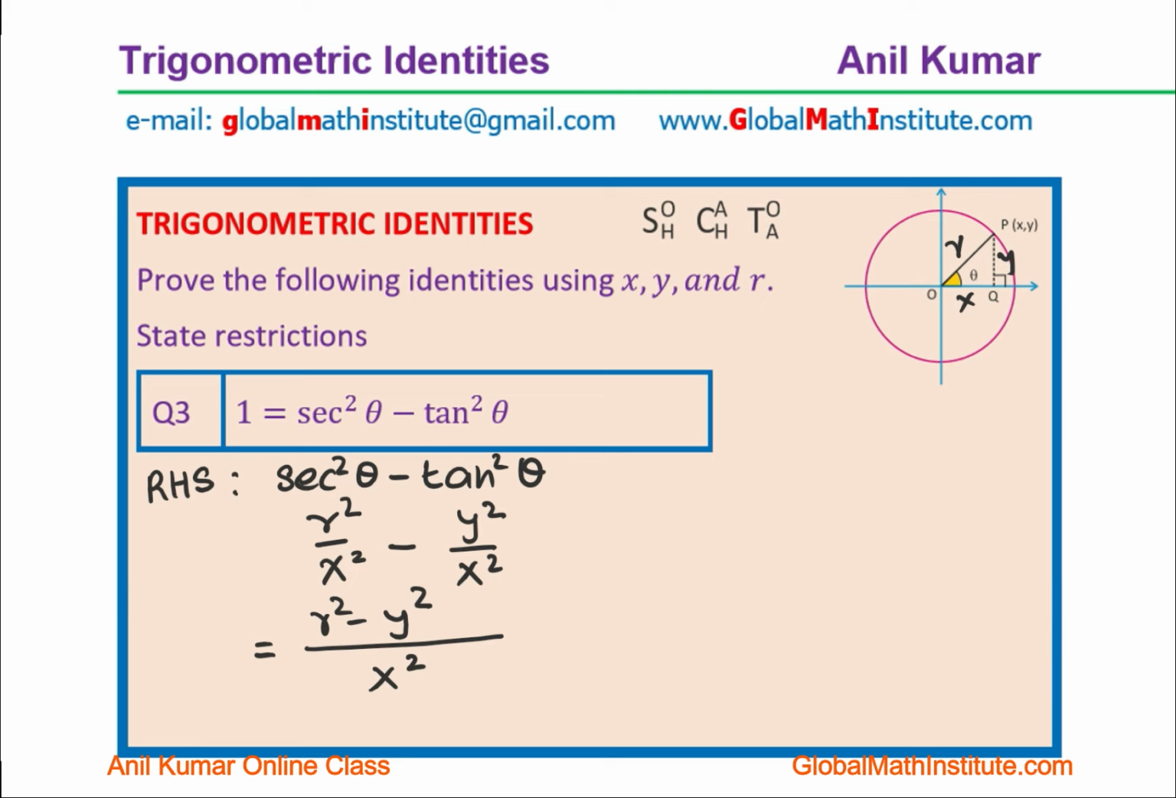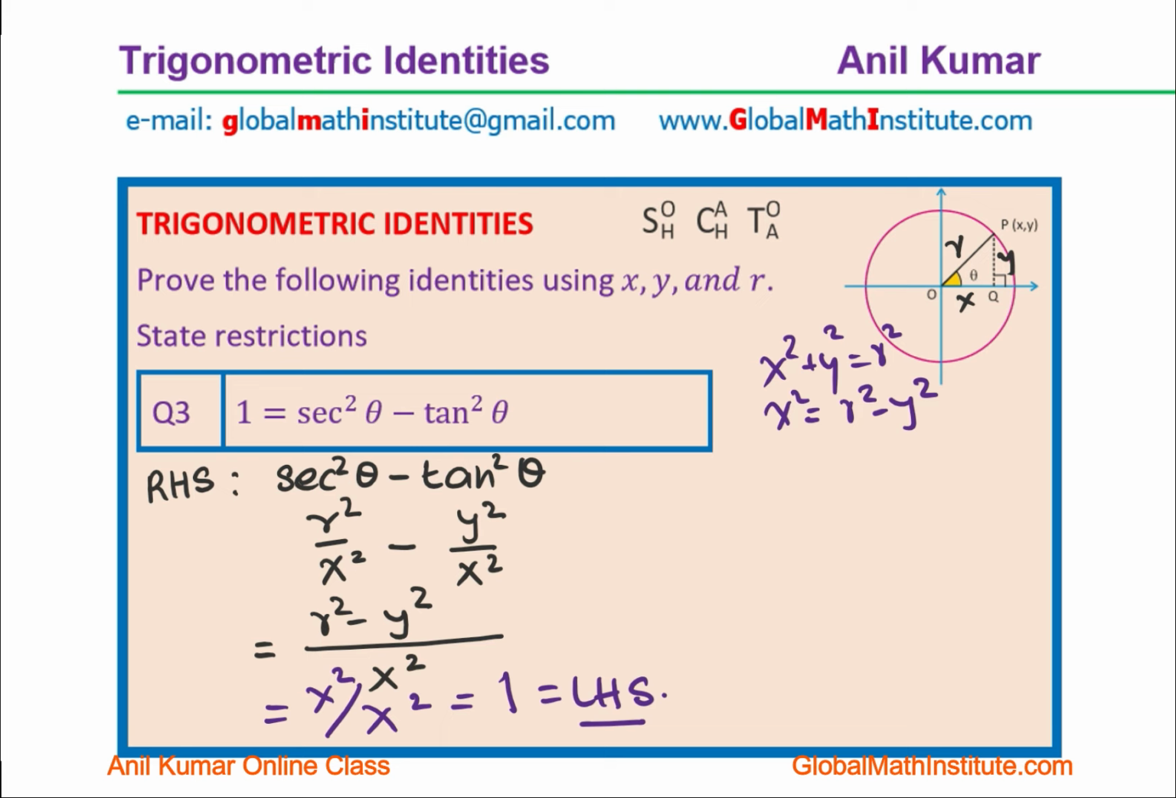Now what is r square minus y square? Let's look into that part. You know, x square plus y square is equal to r square, and therefore x square is actually equal to r square minus y square. So I could write r square minus y square as x square, and so we have x square over x square, which is indeed 1, or the left hand side. You get it, right? So that is how we prove this particular identity using x, y, and r, straightforward. So this is a very effective approach for proving identities, correct?